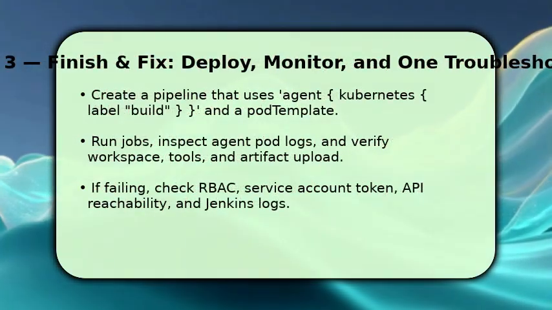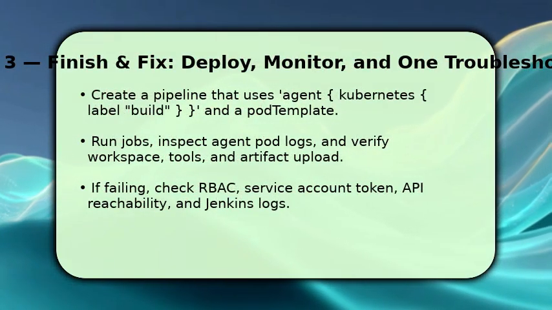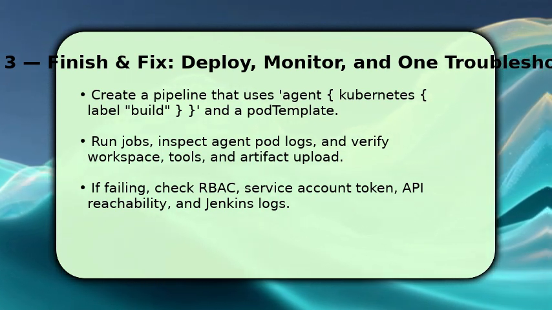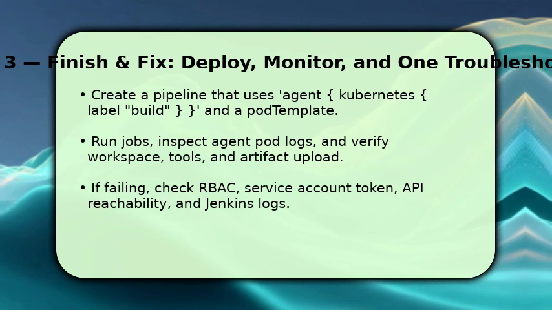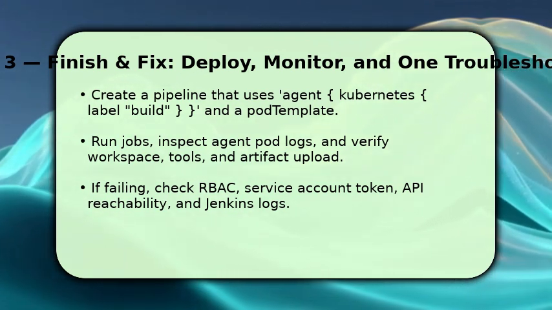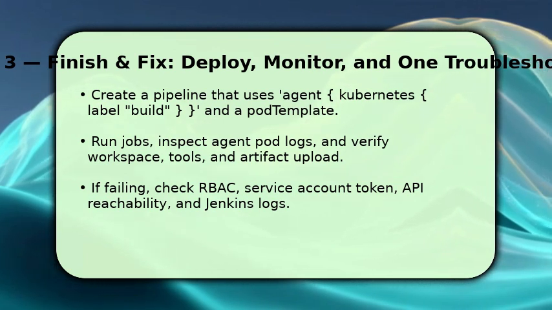Finally, you create a pipeline that uses a Kubernetes agent and the pod template you defined. Run the job and watch Jenkins schedule an agent pod. Once the pod starts, the build runs in that container. Make sure tools are installed in the image and artifacts get uploaded to your storage.